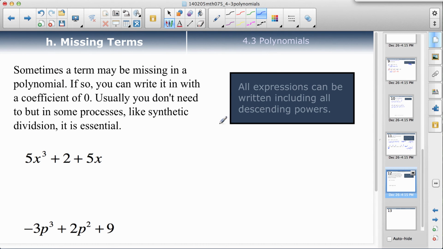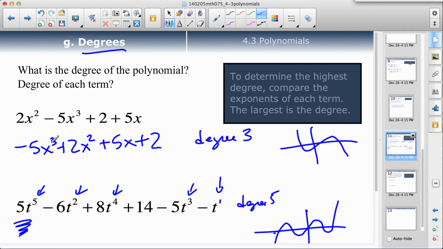Okay, last concept. Sometimes you're given a polynomial where one of the terms might be missing. So if I take a look at this one, I've got a 5x cubed, that's the highest one, but I don't see a squared in there. And usually we go down, right? Like this one that we had here, 3, 2, 1. And this one, if I wanted to, I could write x to the 0 on it. So notice it's a descending degree.